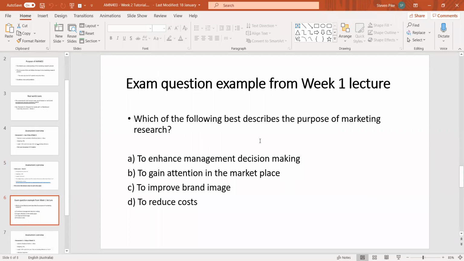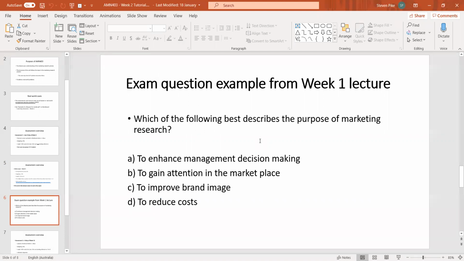And this is an example from the week 1 lecture. At the end of each lecture from weeks 1 to 7, I give you an example of a multiple choice question. There are no trick questions. There's only one right answer for each question, and that's an example of a question that could have come from the week 1 lecture.